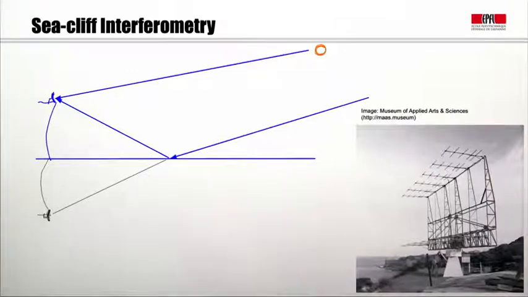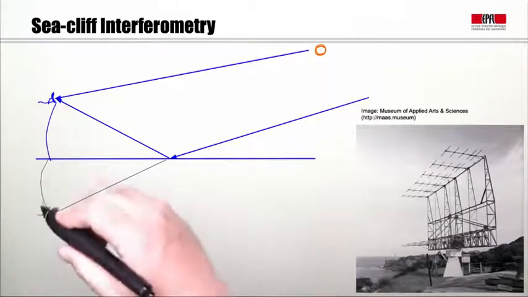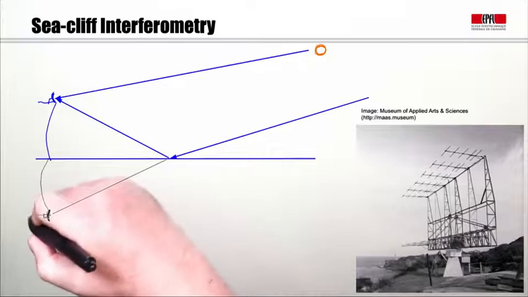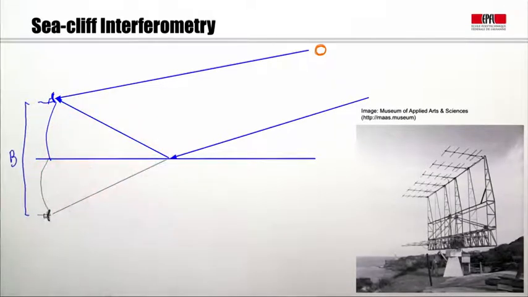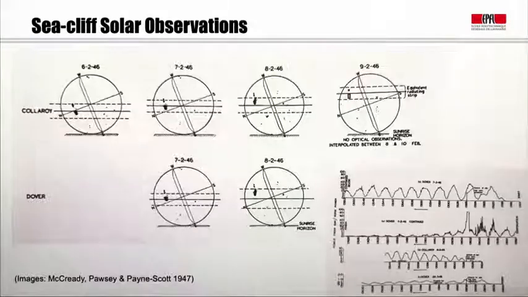So effectively what you get in the end is an interferometer with a baseline of b, and this is the baseline, which is basically twice the height of the cliff. So this is very clever. You don't need two antennas to make an interferometer, you can just use one. And with this setup, they could already do some pretty cool science.